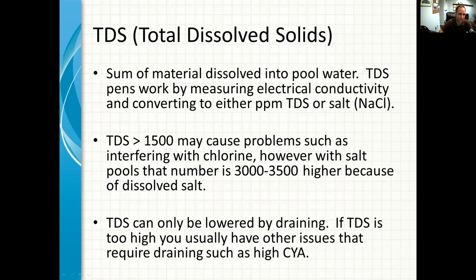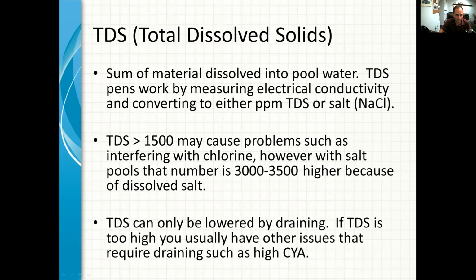The exception being salt pools, because the number is however much salt you add, you have to subtract that, because you actually want that salt in the water. So it could be 3,000, 3,500 ppm higher, because that's how much salt is in the water.